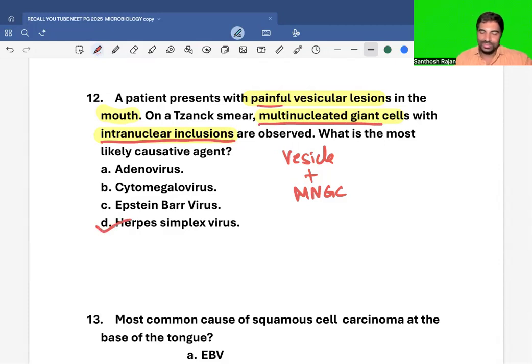Adenovirus will not cause vesicle. Cytomegalo also, there is no vesicle business there. That clinical picture is totally different. They cause throat pain. Both EBV and cytomegalo cause infectious mononucleosis, right? That is basically kissing disease, a throat infection basically. So this is not anything. It's an easy question also. Here also you can rule out and easily mark it.